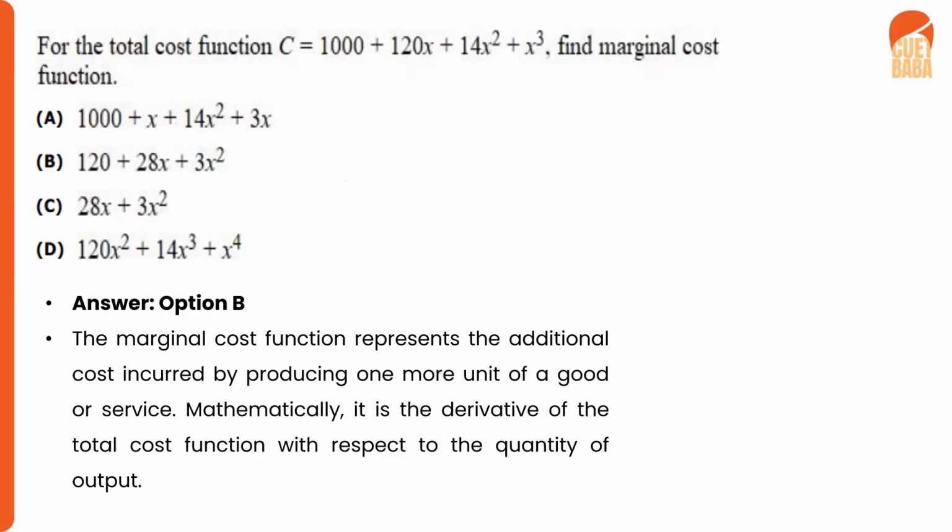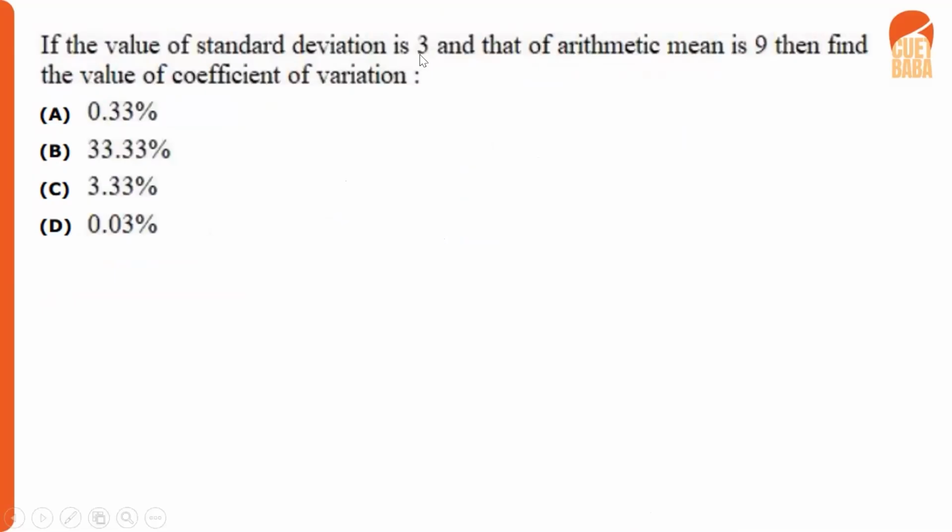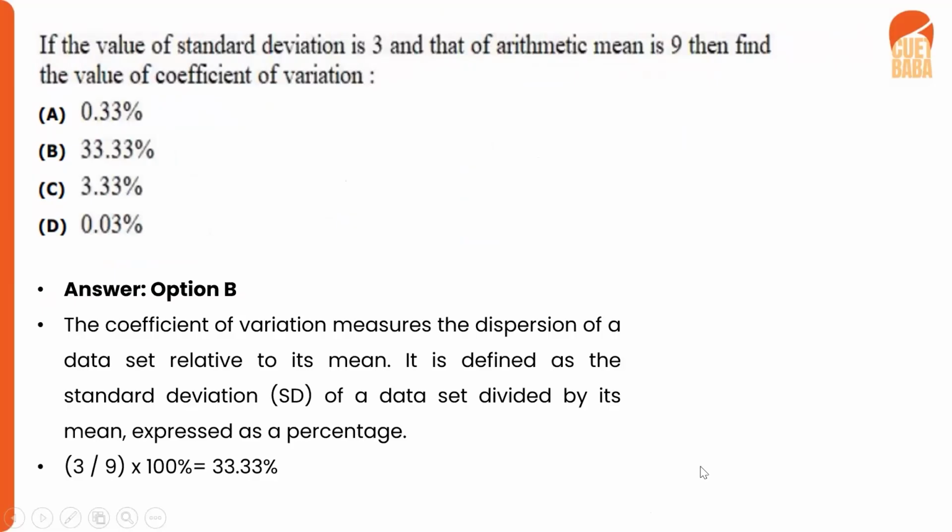Next we move on. If the value of the standard deviation is 3 and that of the arithmetic mean is 9, then find the value of the coefficient of variation. So how do we do that? There's a formula for it. The coefficient of variation measures the dispersion of the data set relative to its mean, and it is defined as the standard deviation of the data set divided by the mean.